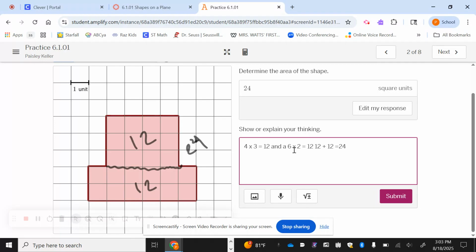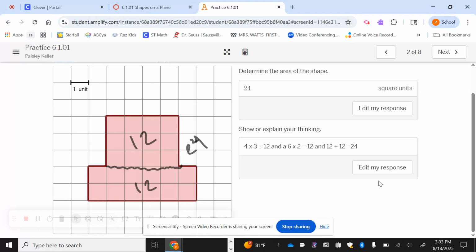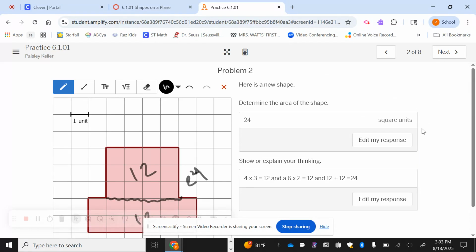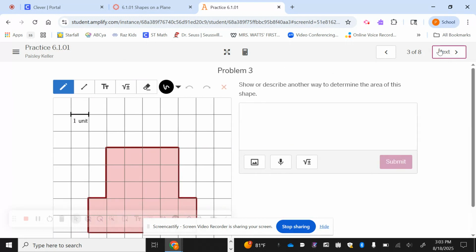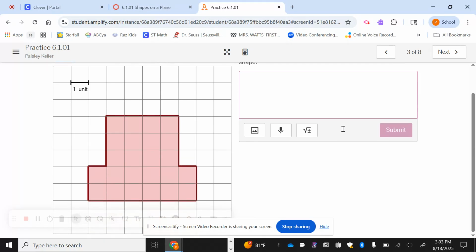Something along those lines. And again, here, if you needed to, you could definitely do the audio recording. If you need any special symbols, there's a math type. But I hit submit and I hit next. So didn't we just do this shape? Show or describe another way.